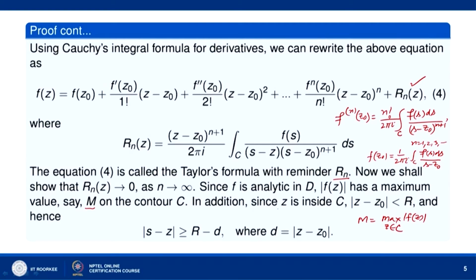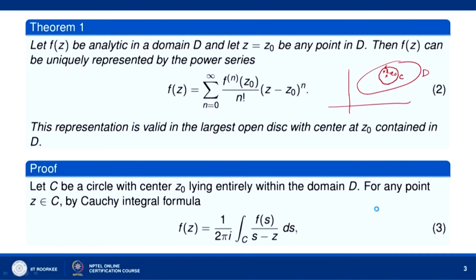Furthermore, z is inside C. You can see z is inside C. So, mod of z minus z naught is less than r. This z is inside C and the radius of C is r. So, mod of z minus z naught is less than r. r is the radius of the circle.